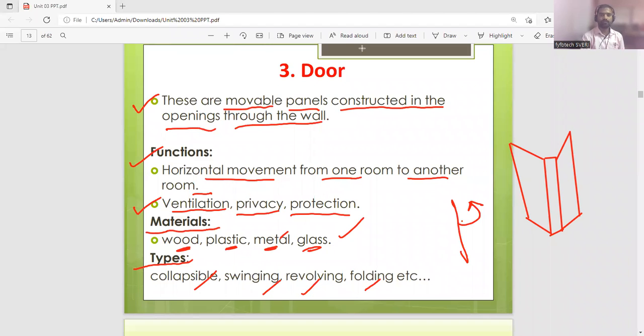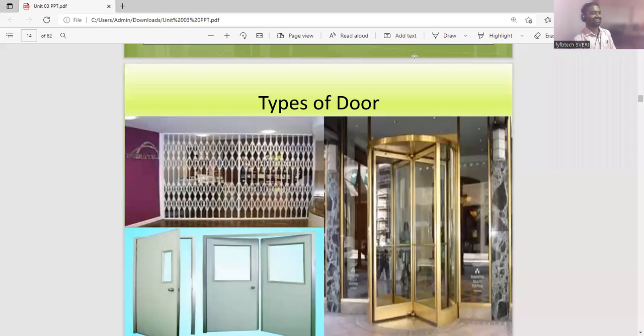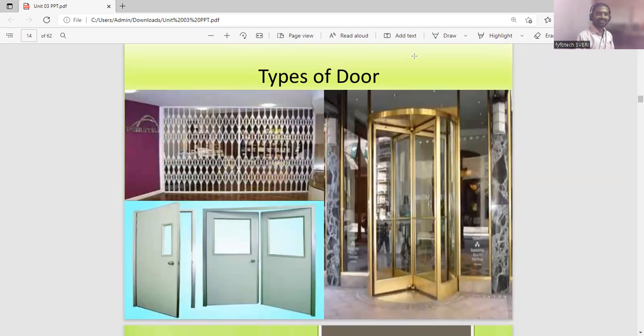Okay, fine. So now I have completed up to doors. In the next, see, all the images are here. Now, what is this one? This is collapsible. Then this is revolving door. If you go in like this, you come out here. Then this is swing. And one is in a shutter, that is folding. Shutters, that is foldable. These all are the different types of doors.